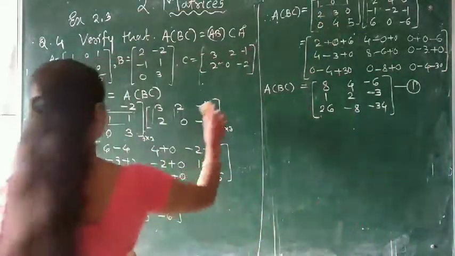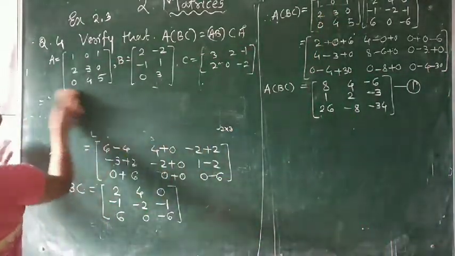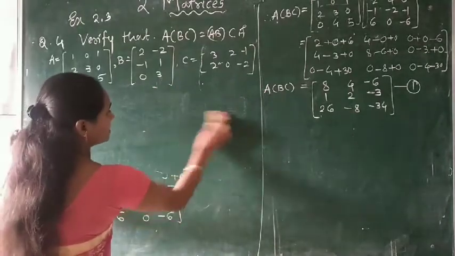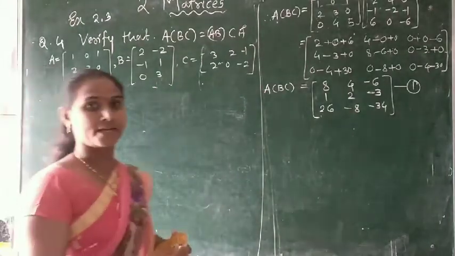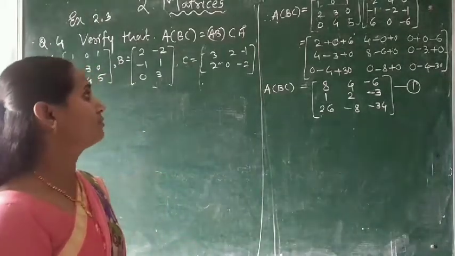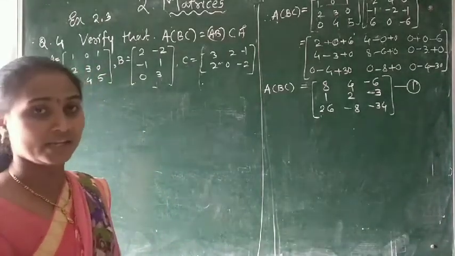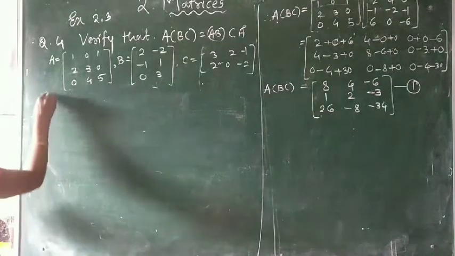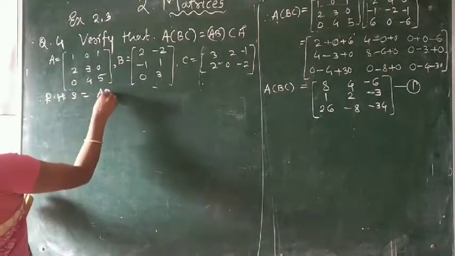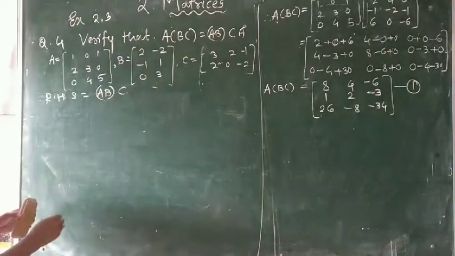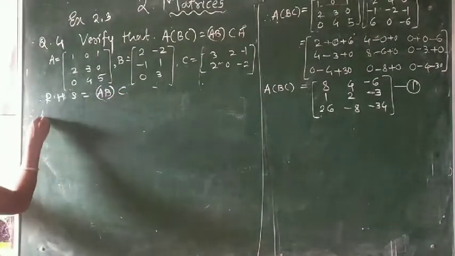Next, find RHS. So what is RHS? Matrix multiplication is very easy, but we have to do multiplication very carefully. Now RHS. RHS is equal to AB into C. So first we have to take the product of AB.